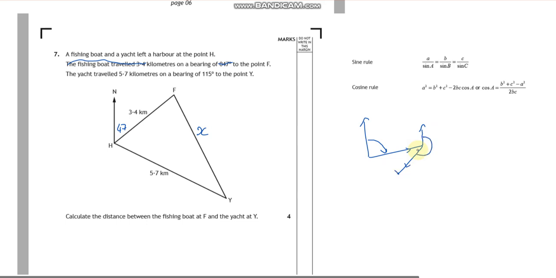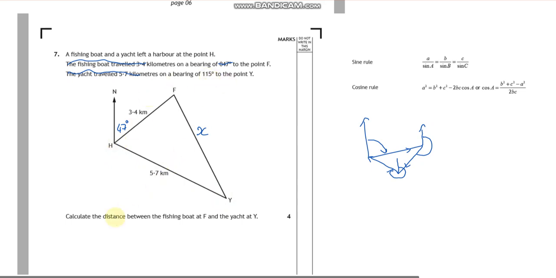And this one, if we're going back to where we were at, there's north, so the bearing would be all the way around like that. So you face north, and it's how much have you turned round from north. Okay. So that's good, we've got that on there. The 5.7 is already on, so that's fine. On a bearing of 115 to the point of Y. So the fishing boat travelled that way and the yacht's going this way. So the yacht's travelled on a bearing of 115.